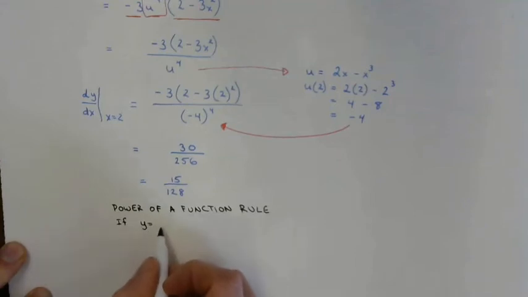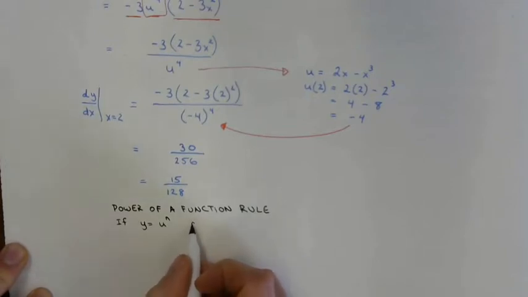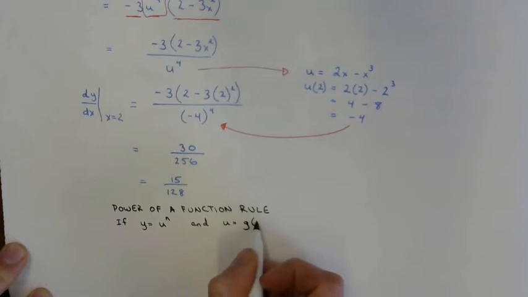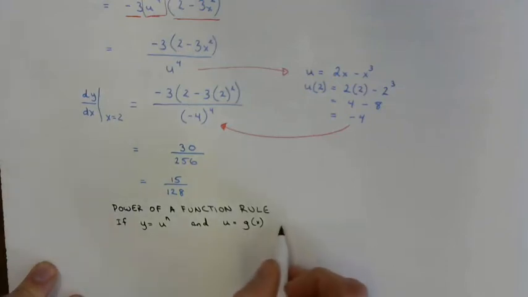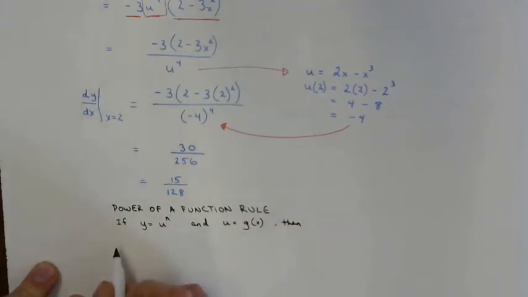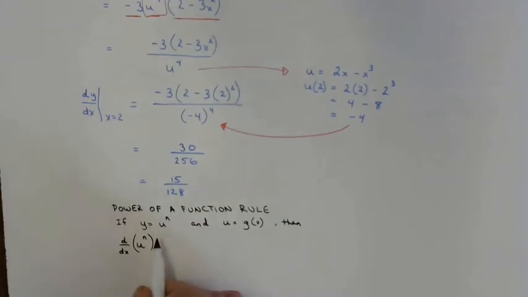if y equals u to the power of n, so if y is a power function and u is g of x, any function, then the derivative with respect to x of the function that we're given, which is u to the power of n. So basically what this is saying is if you have a function and it's a polynomial or another function raised to the power of something, then it's a composite function with an inner function that could be anything and an outer function that is an exponent.